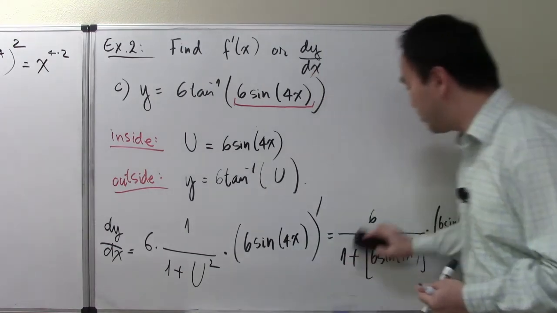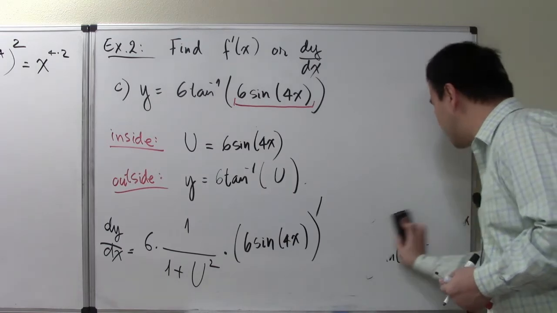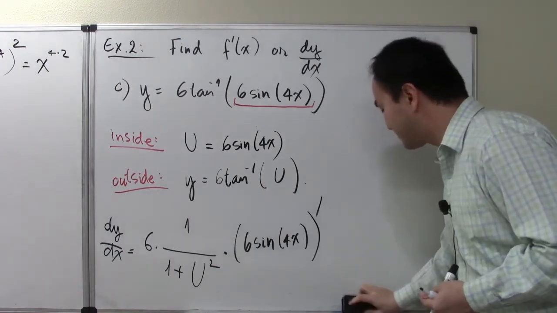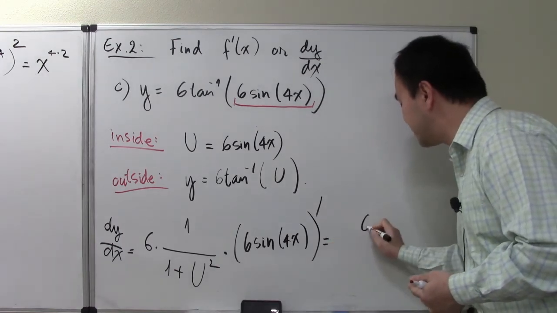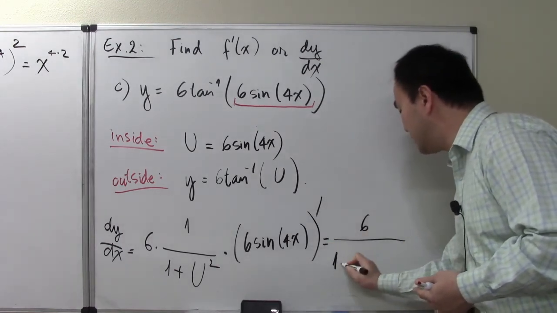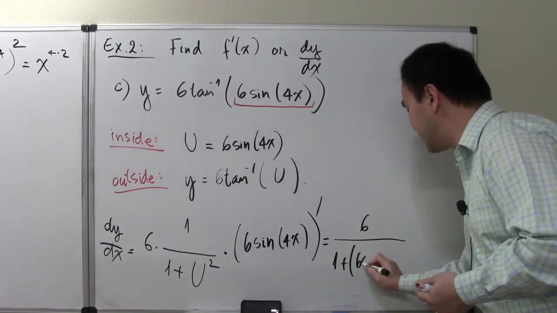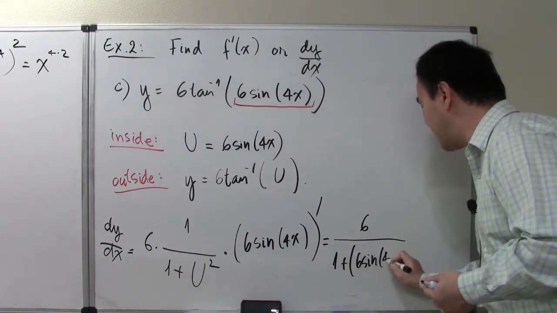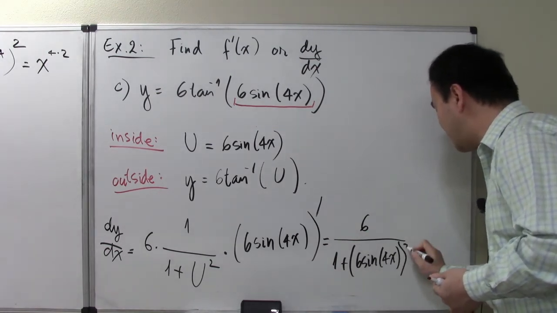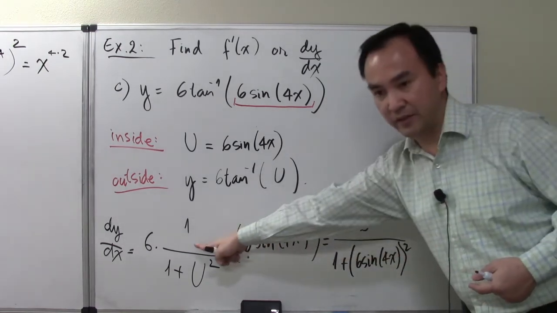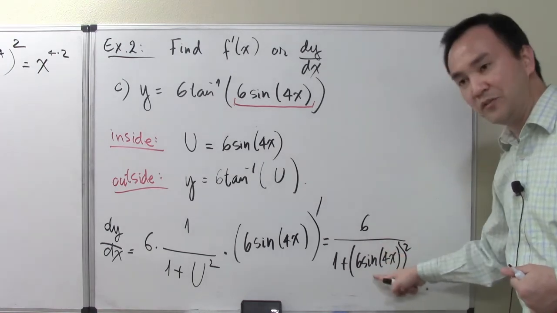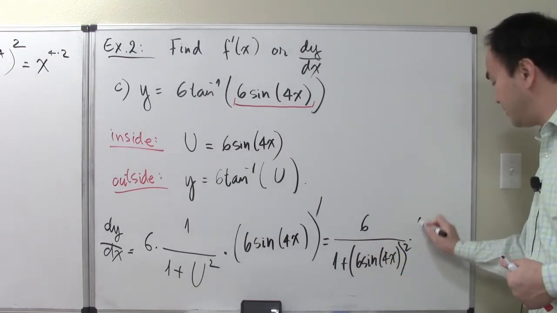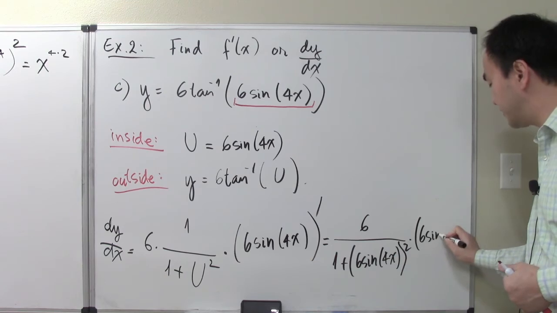I'm a little narrow in space right here, so allow me to rewrite all of that. So hopefully I can squeeze my writing in a little bit. 6 all over 1 plus, in parentheses, 6 sine of 4x, all that squared. That took care of our derivative of the outside, also substituted back, that's the meaning of that u variable. Now I need to multiply. Now 6 times the derivative of 6 times sine of 4x.